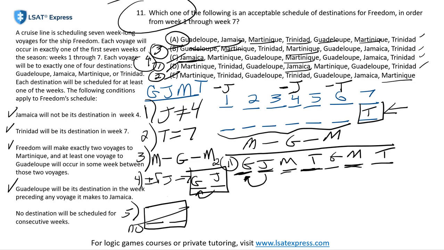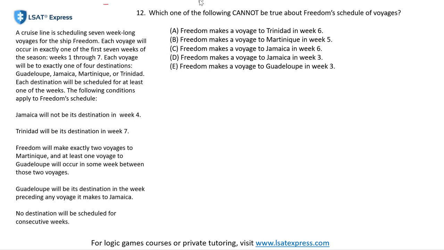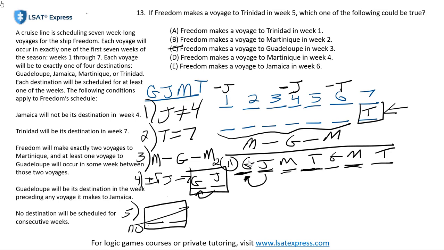So let's look at question 2. All right, now here we are not given any details at all. Which of the following cannot be true? Well, wait a minute, hold on. Maybe it's easy, maybe it's not. I recommend you come back and do these later, after you've answered questions that do give you some details, so that you'll see arrangements that are okay and that are not okay. So let's jump to question 3. Did I say question 3? Question 13. If Freedom goes to Trinidad in week 5, which of the following could be true? So not must be, not cannot be, could be. But the great thing is we get a detail.